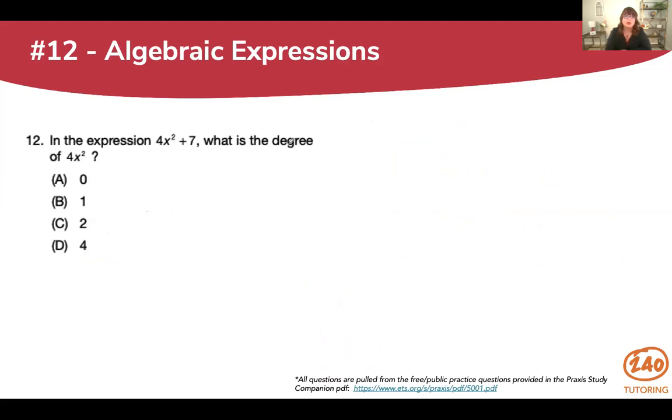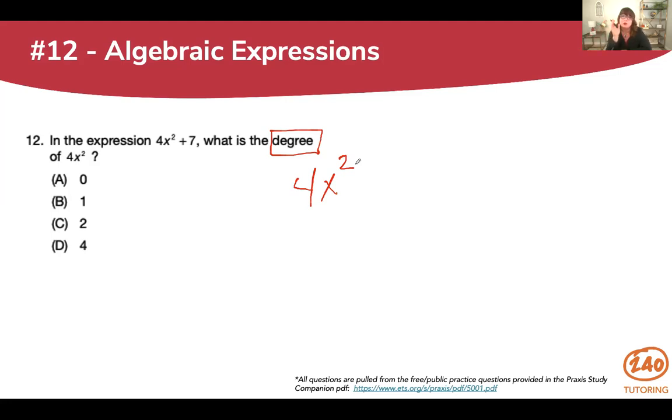So we're looking for the degree. All right, and we're looking at 4x squared. Now, if you don't remember this, take your best guess and move on, because no amount of staring at it is going to help you remember. So you either have to know or you don't. So I'm going to tell you, so maybe you'll remember.